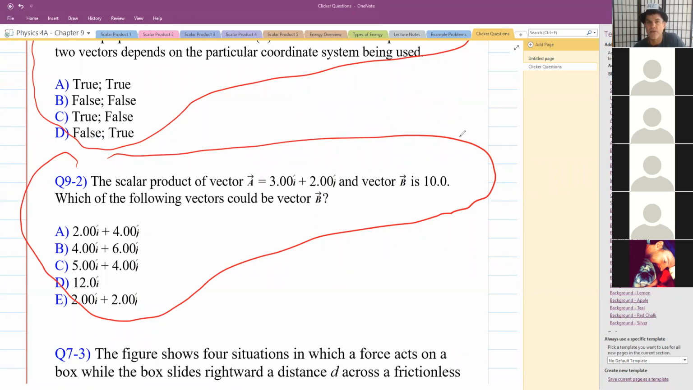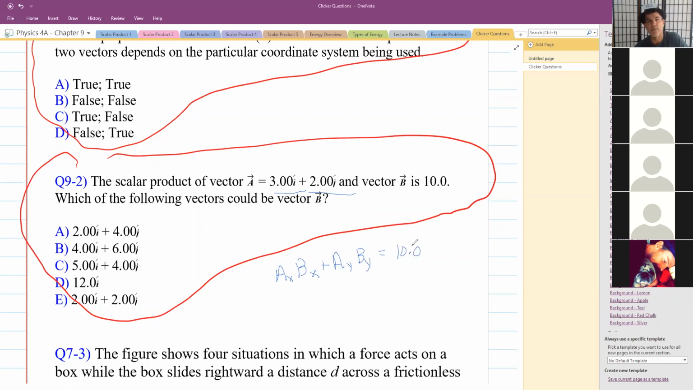Is not looking like it's going to work very effectively, so I'll try and figure something else out. Okay, so for B, you're told that the scalar product of A and B is 10, and you're given that vector A has an x component of 3, a y component of 2. So basically, I know that AX times BX plus AY times BY has to equal 10.